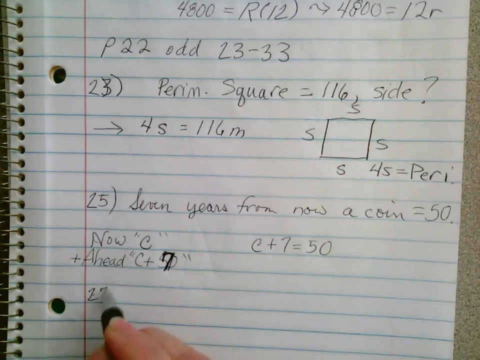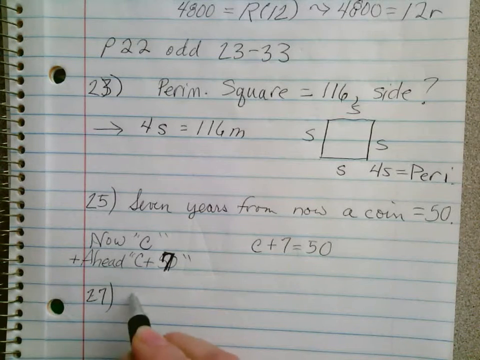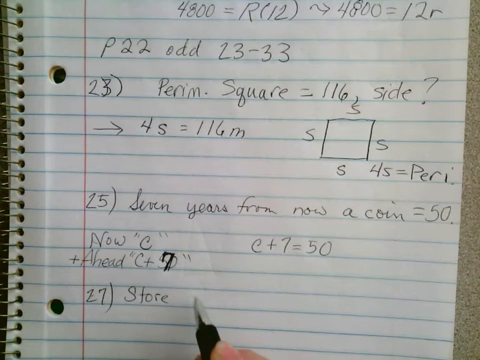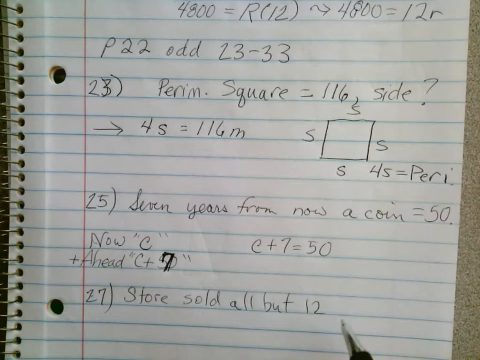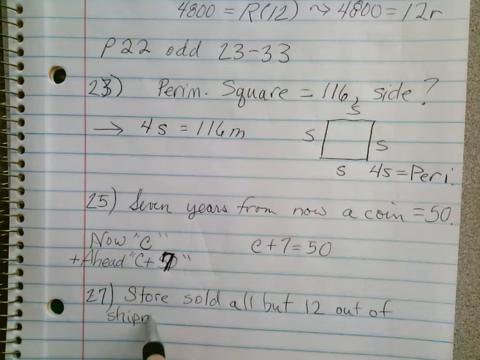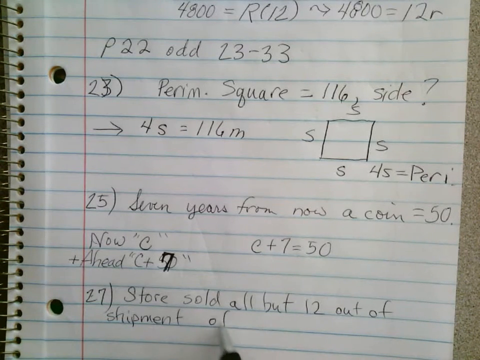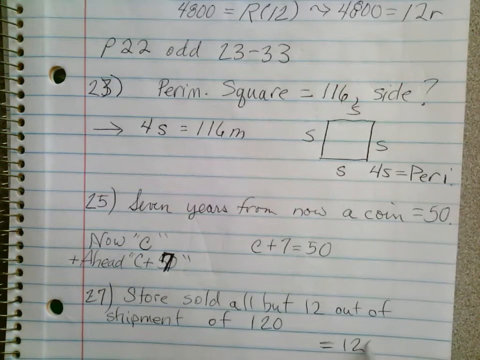27. A store sold all but 12 out of the shipment, which totaled 120 books. 120 books, right?